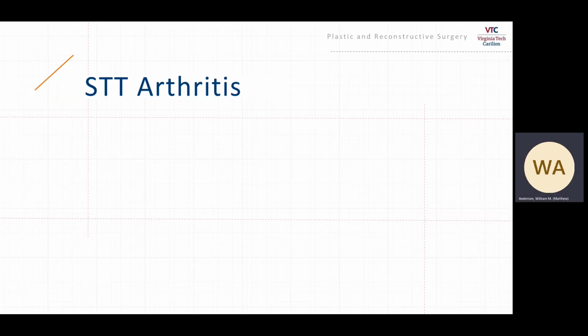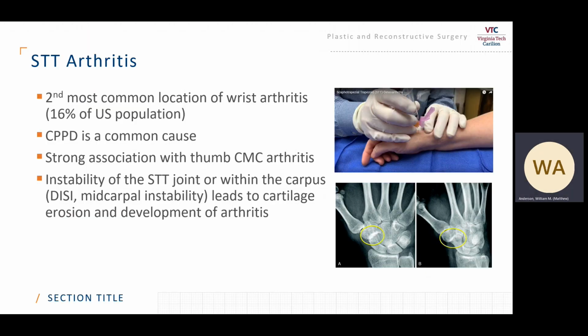So the next pattern of degenerative arthritis I'm going to talk about is STT arthritis. STT arthritis is actually the second most common location of wrist arthritis, and it has been reported to affect up to 16% of the U.S. population. There's a strong association with CPPD and also a strong association with basilar thumb joint arthritis. It results from instability of the STT joint or within the carpus, such as DISI deformity or midcarpal instability, and leads to cartilage erosion and the subsequent development of arthritis.